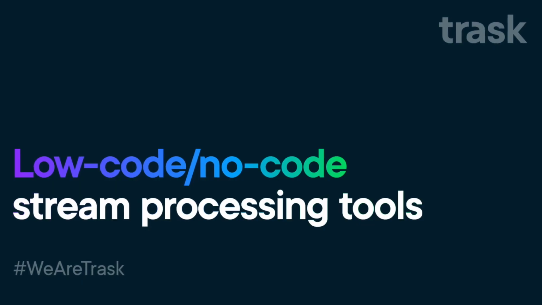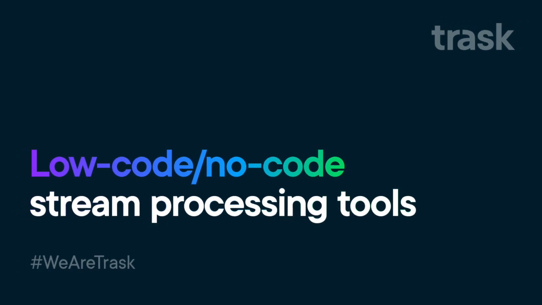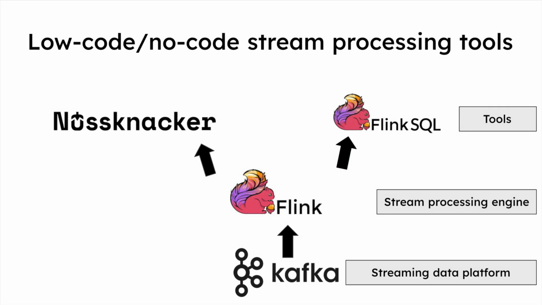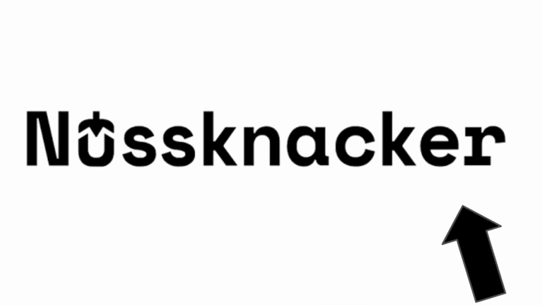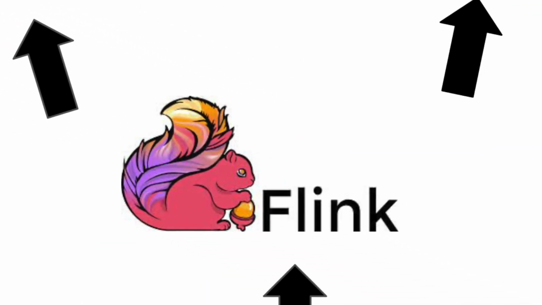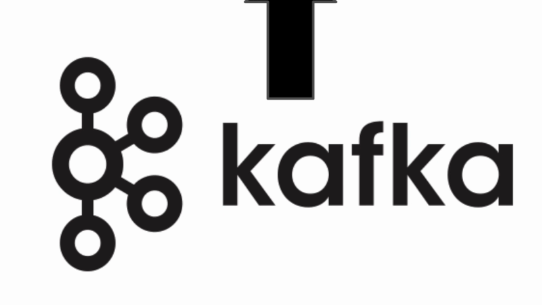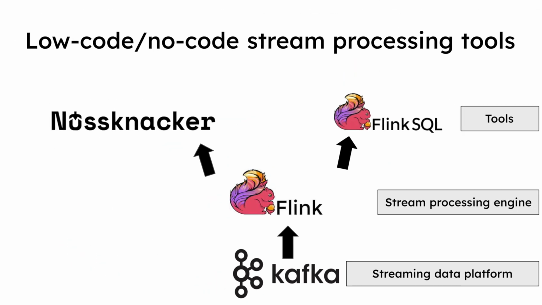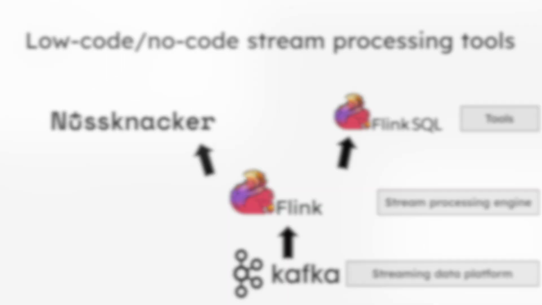I'm a system engineer from Trask, and today I would like to introduce you to low-code, no-code stream processing tools. In today's video, I would like to introduce you to Flink SQL and Nussknacker. Both tools are built on the Flink engine and use Apache Kafka as a streaming platform. Both tools are open source and are suitable for use even by people who don't have extensive programming experience.